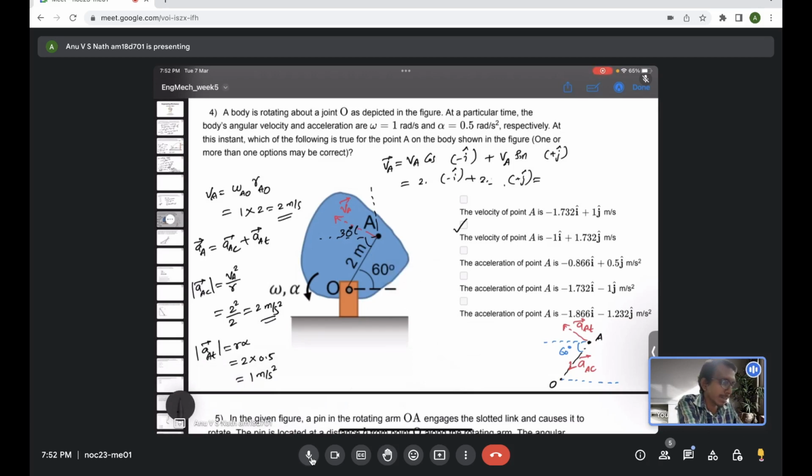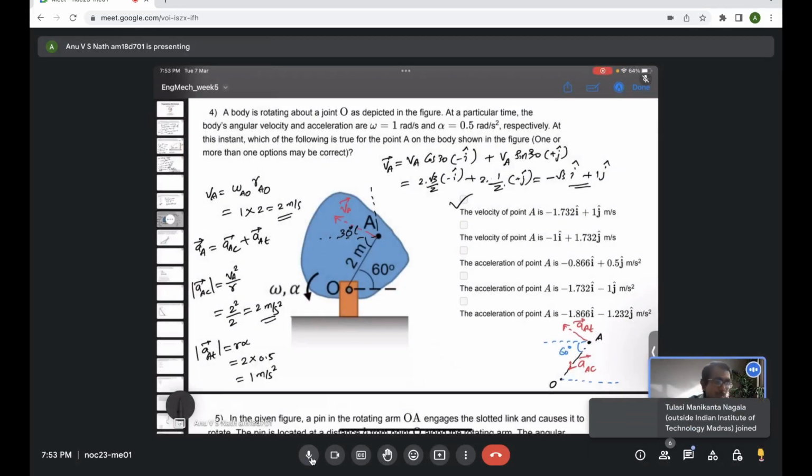So the angle was not exactly 60 degree earlier, so it is cos 30 component in the x direction and sin 30 component in the y direction. So because of that, cos 30 is root 3 by 2 and sin 30 is 1 by 2. So the result is minus root 3 i and plus 1 j. So the answer should be option A for the velocity.